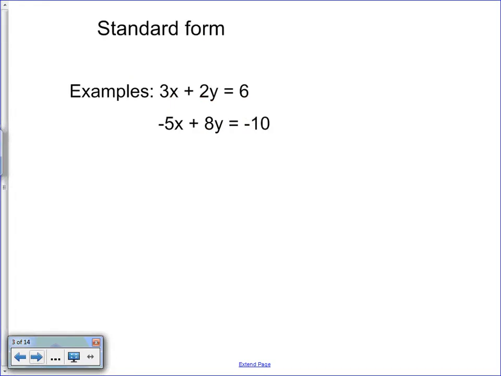So some examples of standard form we have here. We have 3x plus 2y equals 6. Notice how we have an x term and a y term equals a number. So that's going to be common in all of the standard form equations. In this one here, we have the x term, the y term, and the number. So it doesn't matter if they're negative or not. All those terms have to line up just like these.